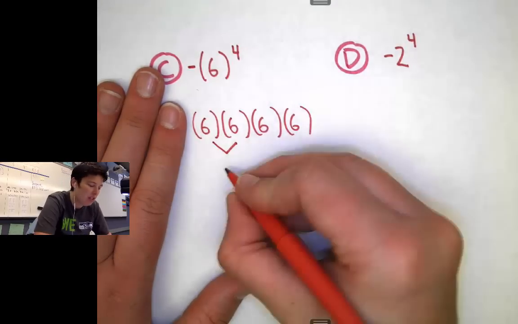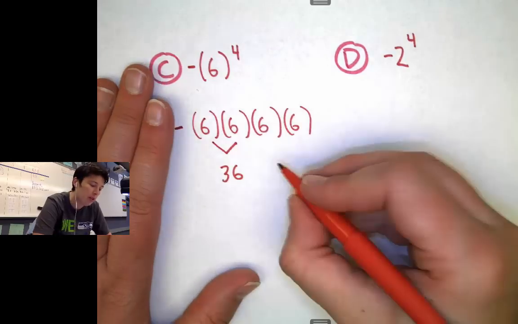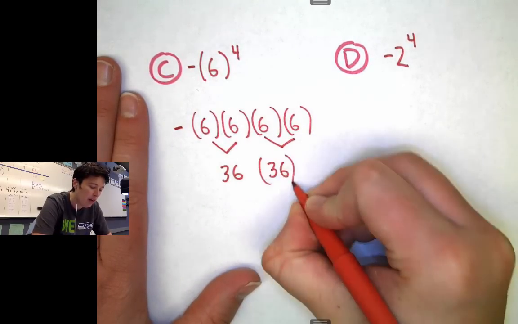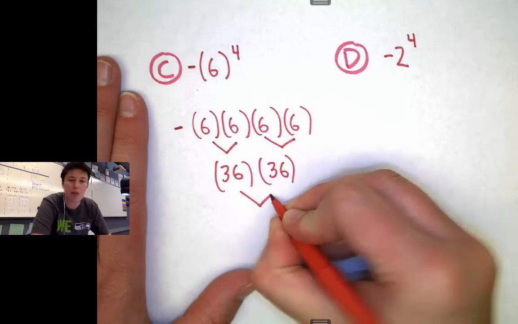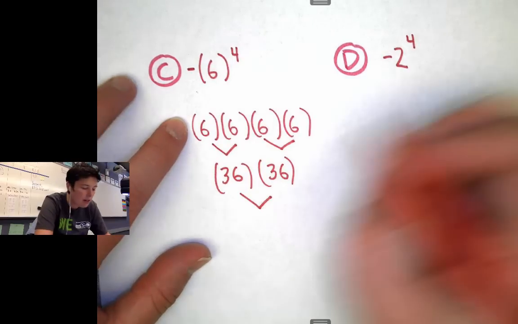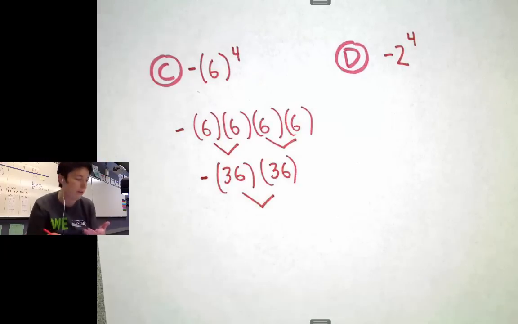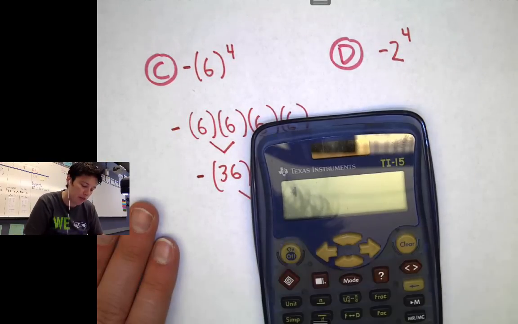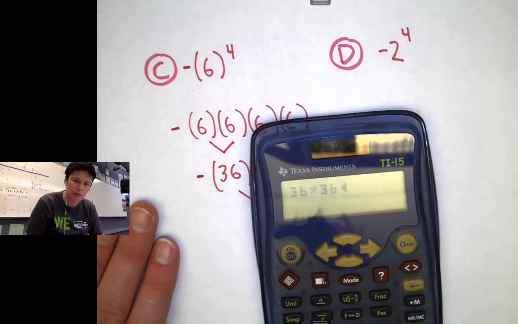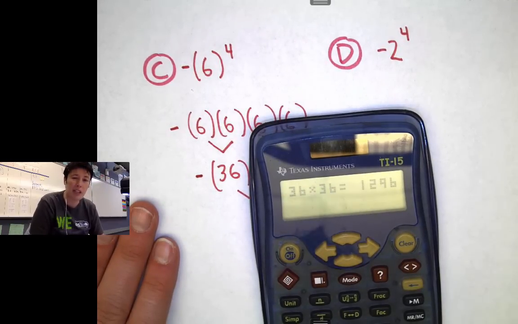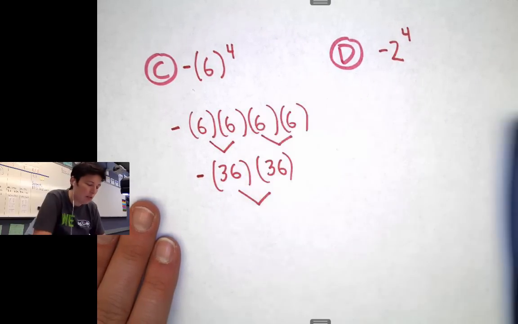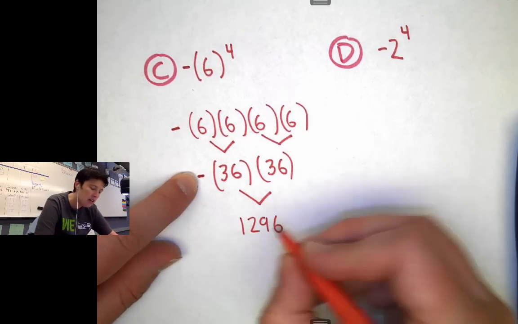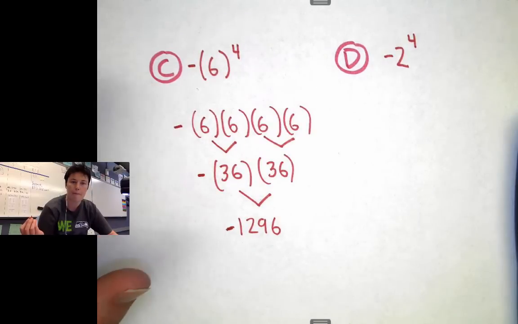6 times 6 is 36. But I also have this 6 times 6, which is 36. So now my job is to multiply 36 times 36, and that negative sign that I'm forgetting about, it's still sitting right there. It's out in front. Let's grab a calculator. What is 36 times 36 off the top of my head? Maybe you do. Did you get 1,296? 1,296. Okay, so 1,296, but that negative sign that's out in front is still out in front. It's right there. There we go.